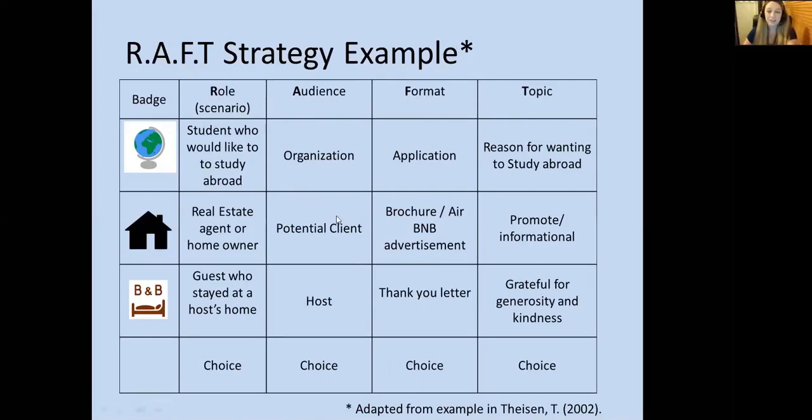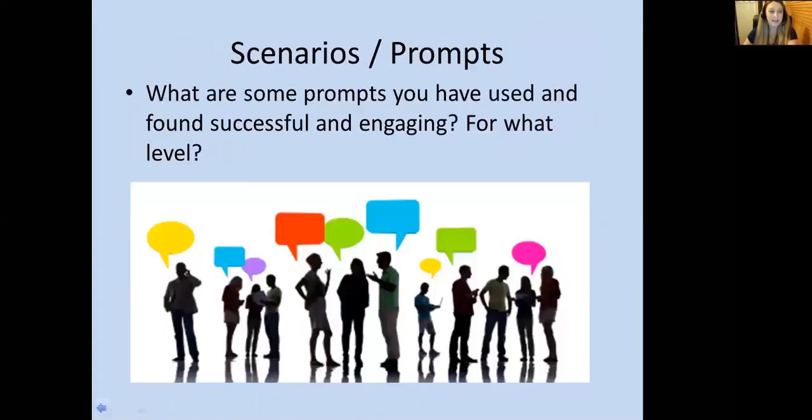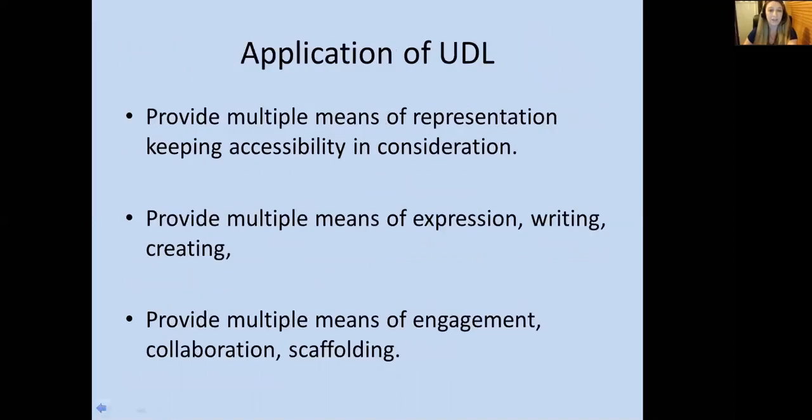Again, differentiated instruction is all about going back to UDL, providing multiple means of representation so they can get this information from different areas, using different modes and different resources, and providing multiple means of expressing what they know and what they've learned.